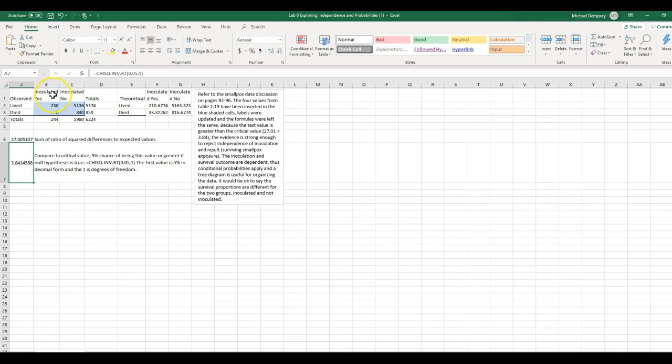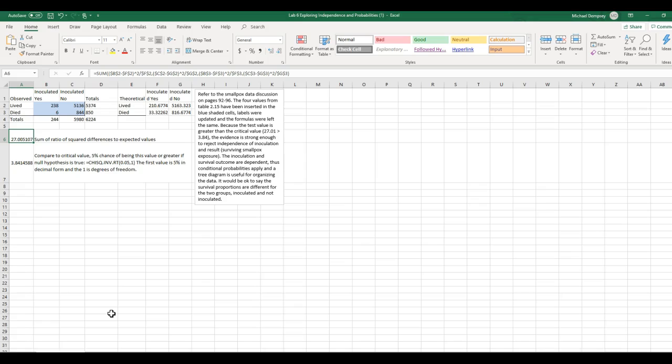But if the variables are unrelated, then we'd expect, let's say, 238 out of 244, right? That proportion that lived, that were inoculated, that shouldn't be too different from 5136 out of 5980, right? That would be the proportion of folks who were not inoculated and lived. Those proportions should be about the same, and then that would indicate that there's really no association between mortality and inoculation. So what this little template does for us here is it calculates a chi-squared statistic.